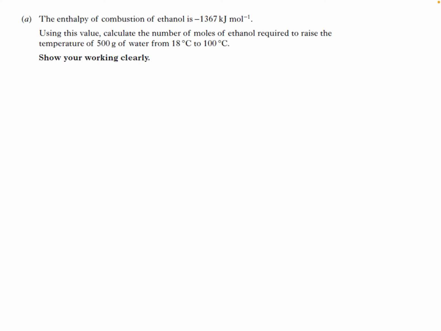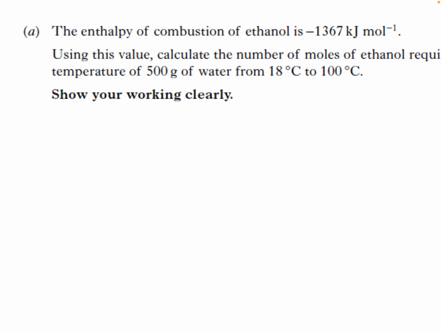So we've got an enthalpy of combustion given to us, and we are to calculate the number of moles of ethanol that we would require to raise the temperature from 18 degrees Celsius to 100 using 500 grams of water. So we're going to start with our favourite equation, which is E equals Cm delta T. We're going to work out the energy that we would require for that change. So we're going to use 4.18.